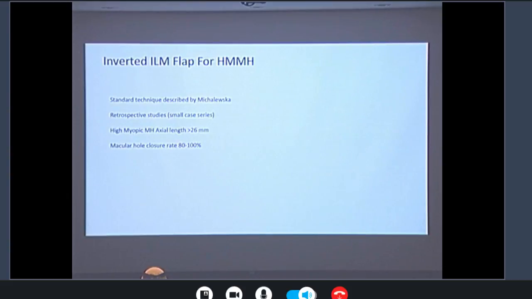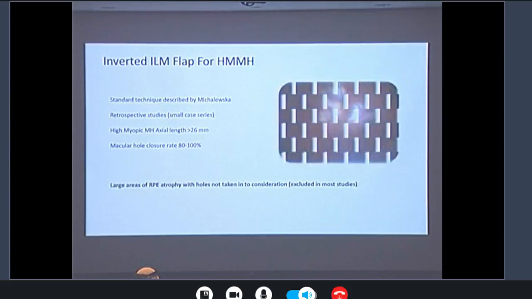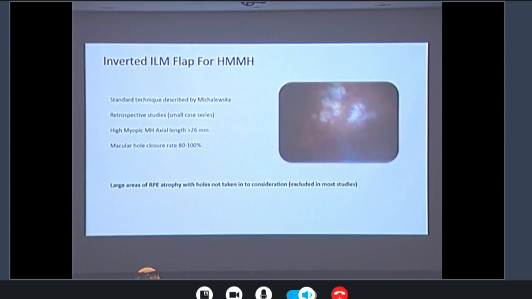In the myopic eyes, the axial length of the patient usually is more than 26 millimeters, but there is no real cutoff and no real indication based on axial length in the literature yet. The macular hole closure rate using the ILM flap technique is between 80 and 100%, as you can see. With the advent of the ILM flap, the closure of these holes is increased consistently compared to the technique without ILM flap. But as I told you before, the area of atrophy is not taken into consideration.